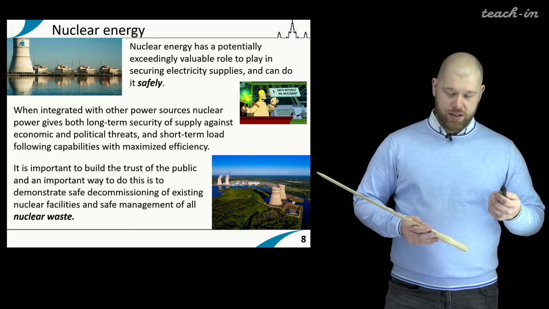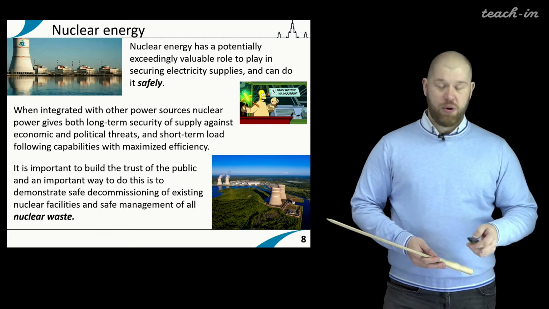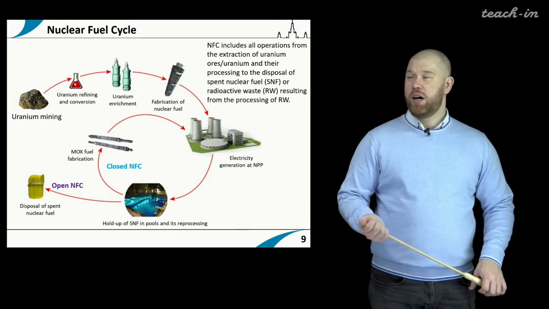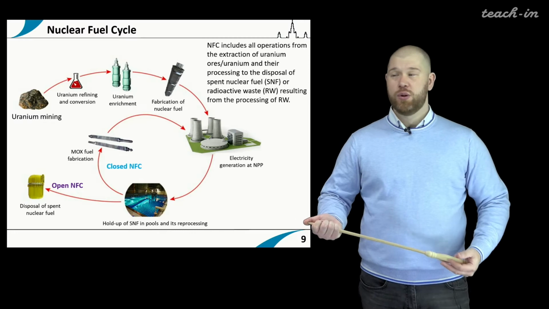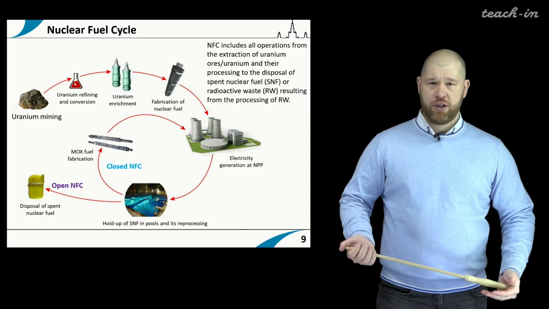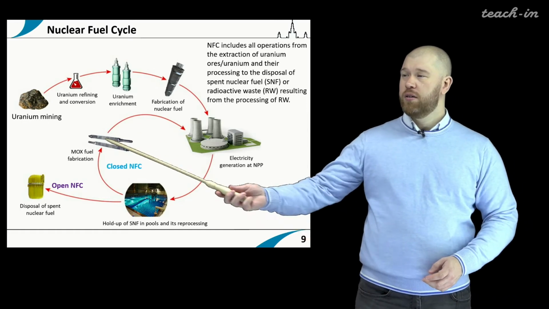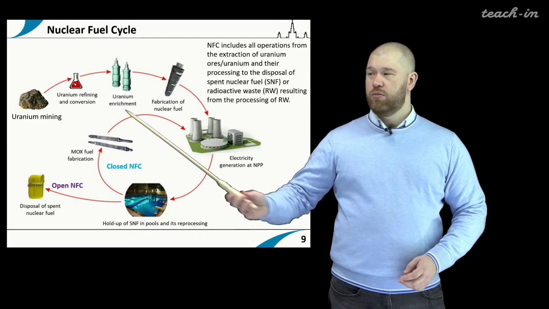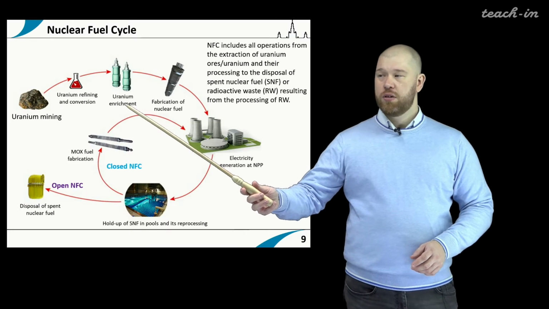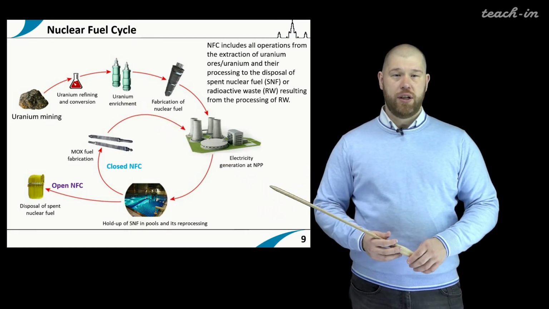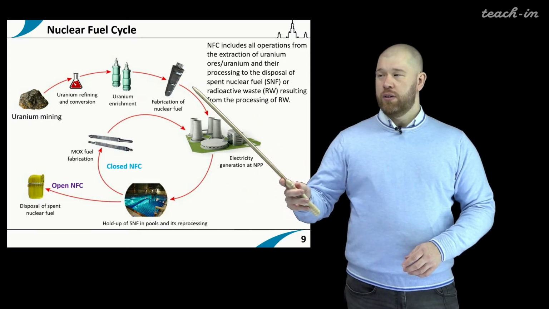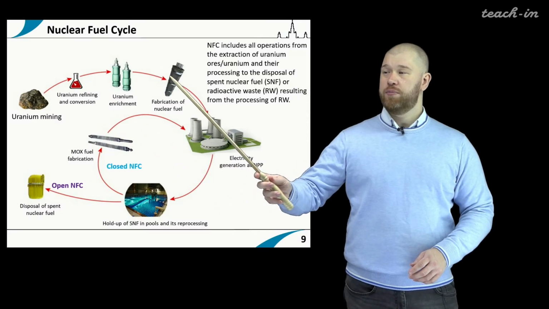But when we are talking about nuclear energy, very often people think only about the nuclear power plant. But in reality, the nuclear power plant is only one part of the so-called nuclear fuel cycle. The nuclear fuel cycle is the whole operation that starts from uranium mining, then uranium extraction and refining, with further enrichment of the uranium isotopic ratio, then production of fuel.